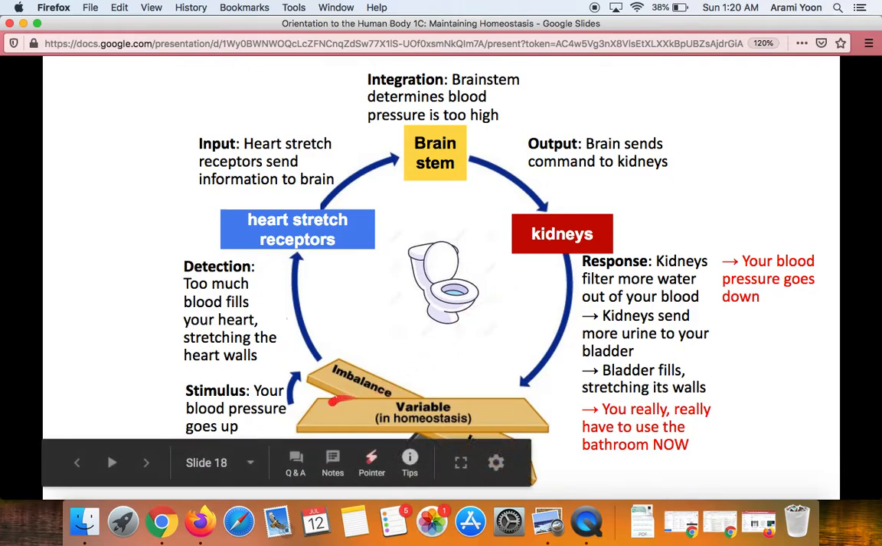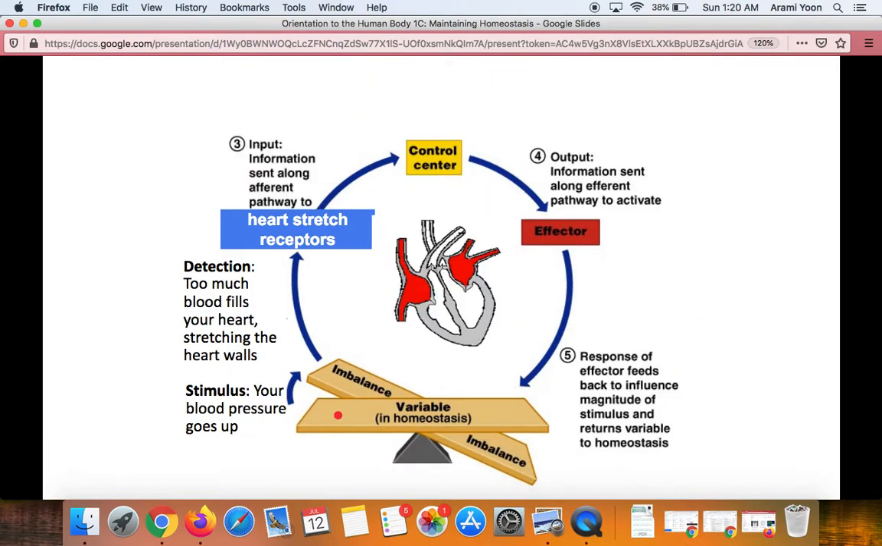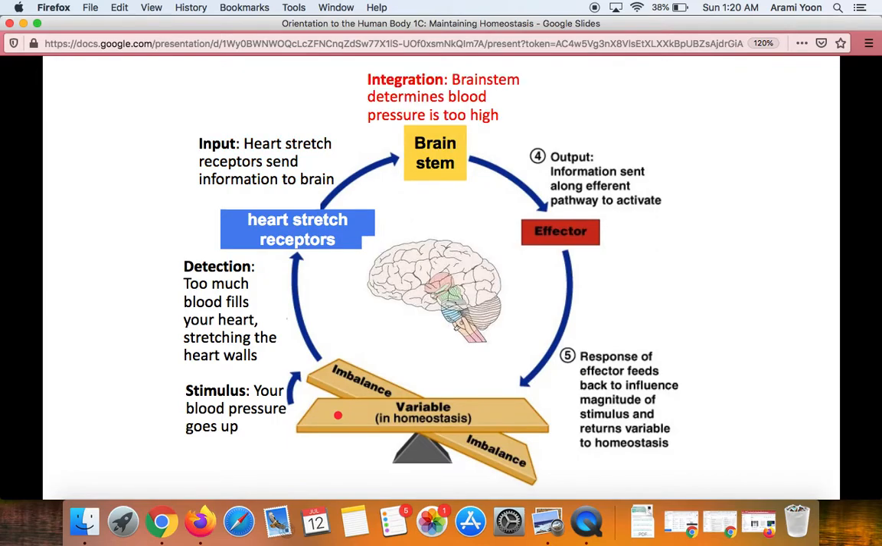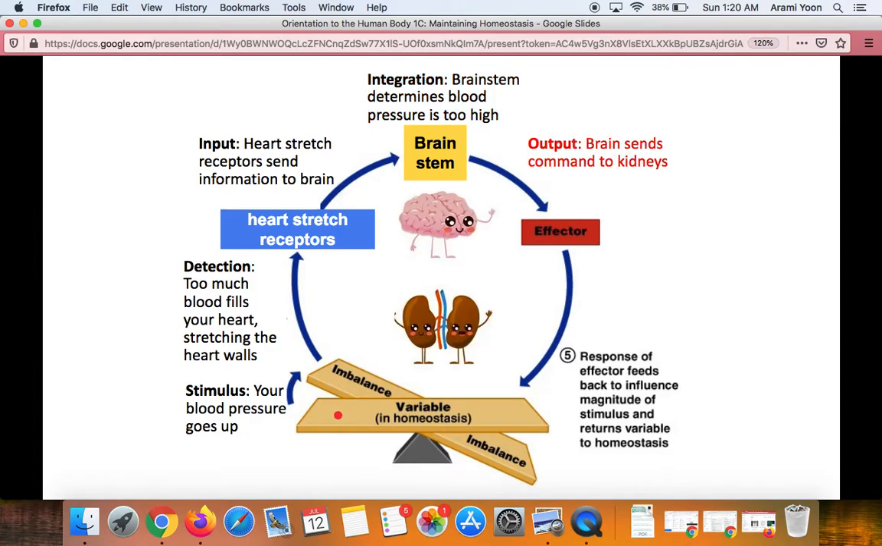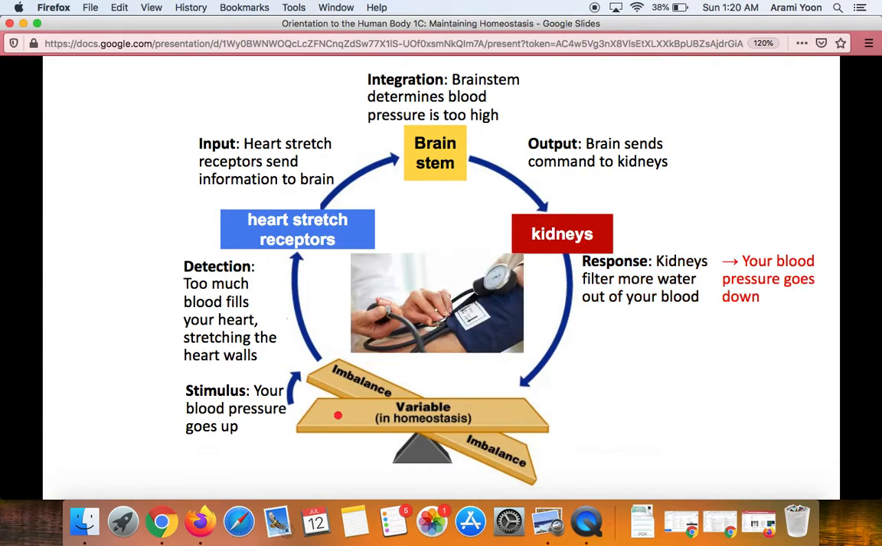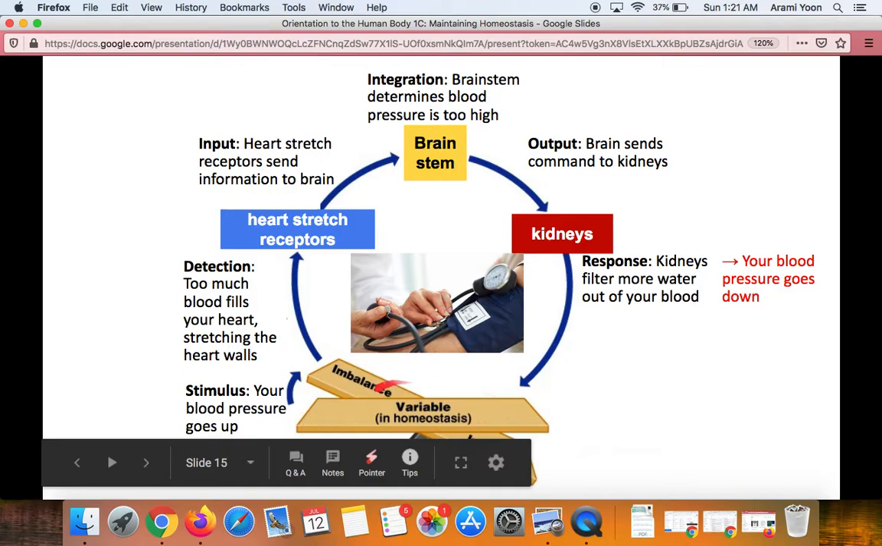And that's how you're going to get that variable back in homeostasis, right? We started with high blood pressure. And so when the blood filled the heart and the heart wall stretched, those heart stretch receptors then sent input to the brainstem, which integrated the information and determined what output or what commands to send out to the effectors. And then those effectors produced the correct response to bring your blood pressure down. And now your blood pressure is back in homeostasis.